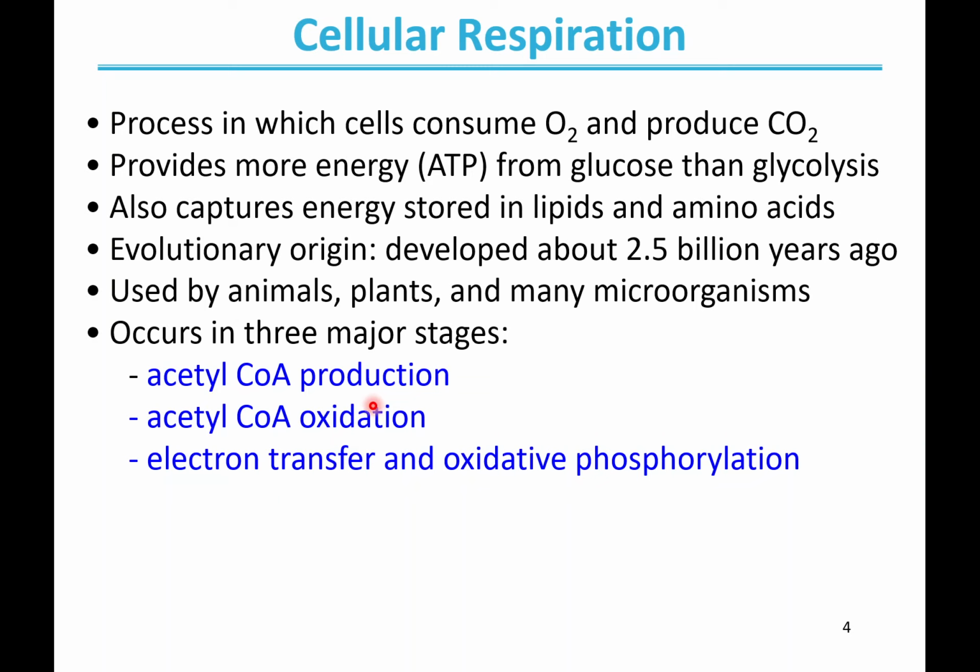That involves glycolysis, and then what's known as pyruvate dehydrogenase to form acetyl-CoA. Then acetyl-CoA oxidation, which would be the citric acid cycle, and then finally electron transfer and oxidative phosphorylation. That's what we refer to as the main respiratory chain. And that will be the topic of chapter 19.